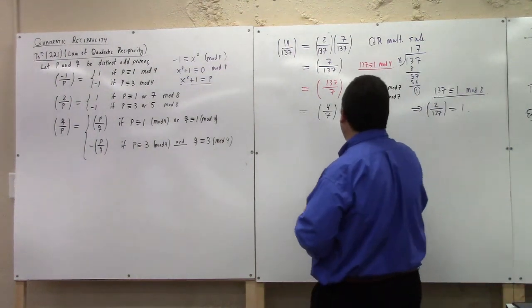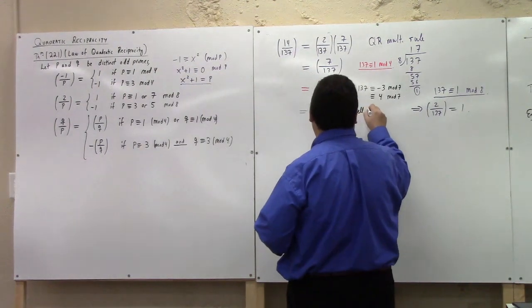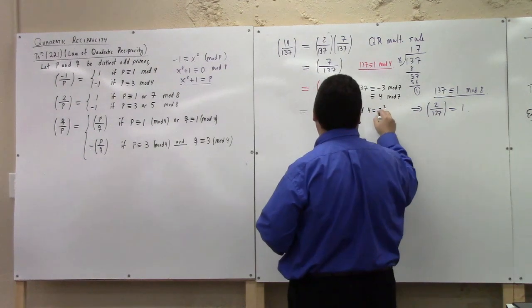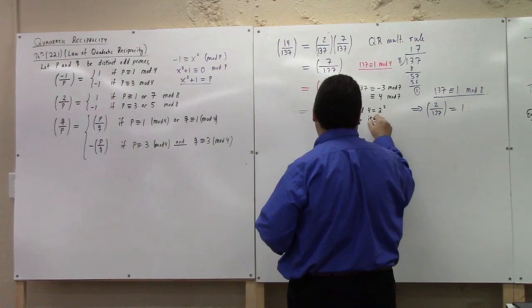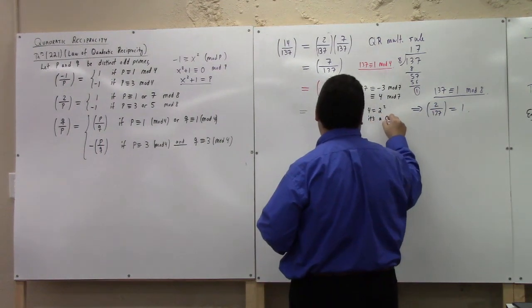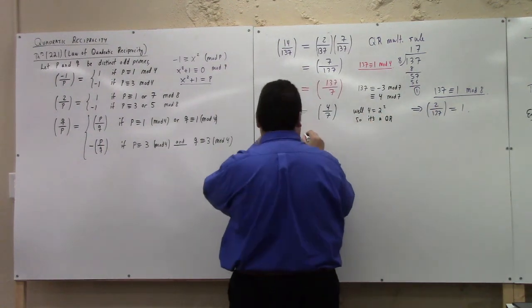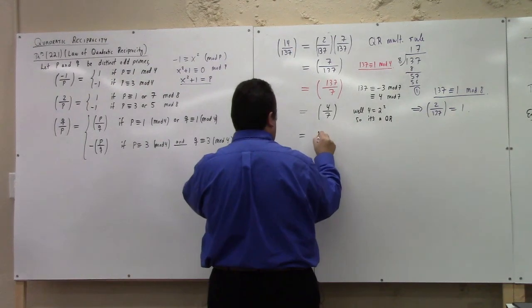2, 4, 4, 2, 1. Well, 4 is equal to 2 squared, so it's a QR, right? Which is to say that this is equal to 1.